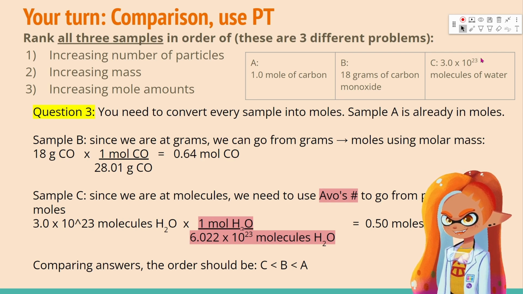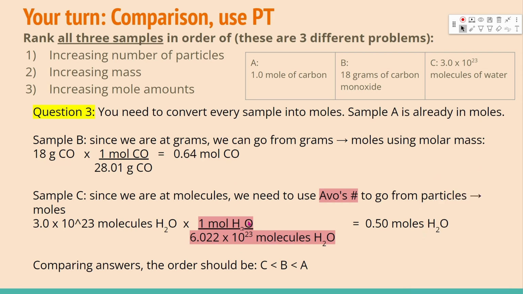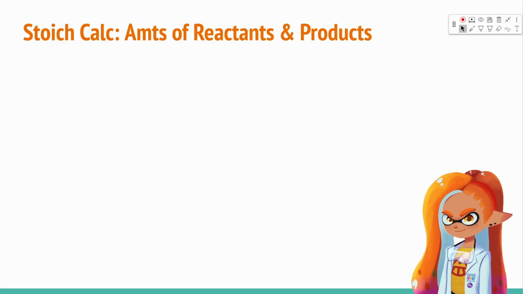For sample C, I have particles, so I need to go from molecules, because that's a particle, into moles, and so I use Avogadro's number here, and then you can see I get 0.50 moles of water. When I'm comparing the answers, C is going to be the least because it's 0.5, then B is 0.6, and then A is 1, and so that is why that is the order.